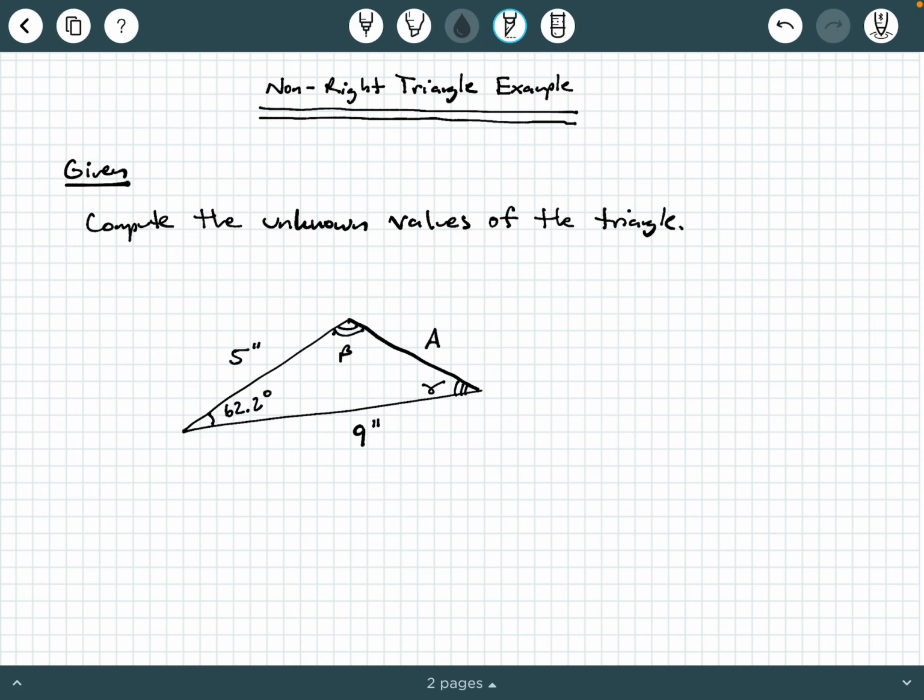Hey everybody, Dr. A here, and in this video we're going to be exploring an example of analyzing a non-right triangle. So let's go ahead and get started.